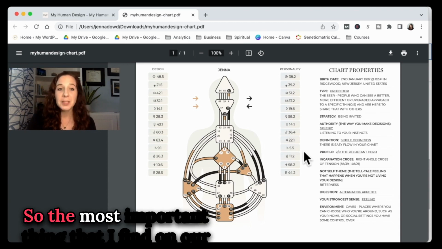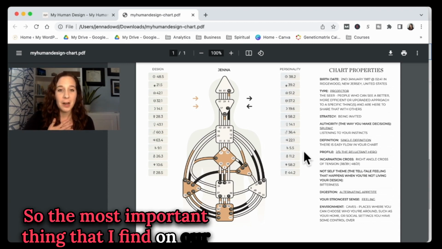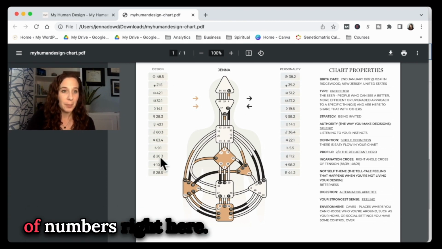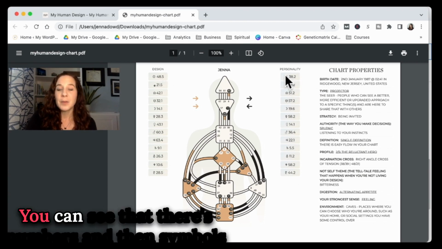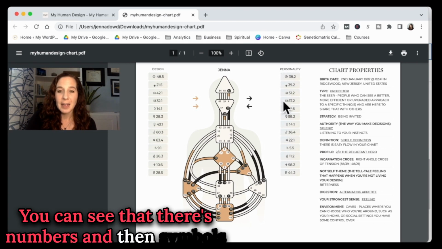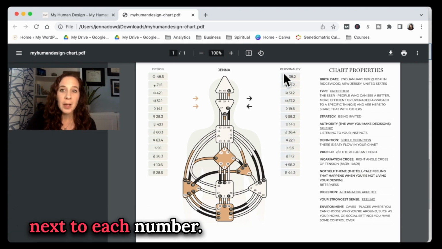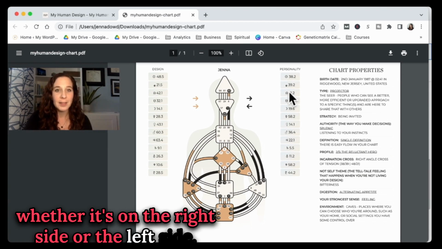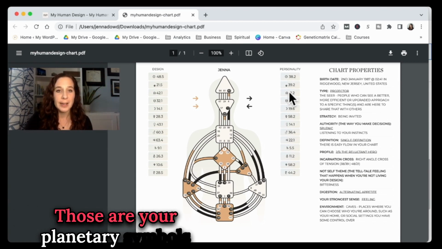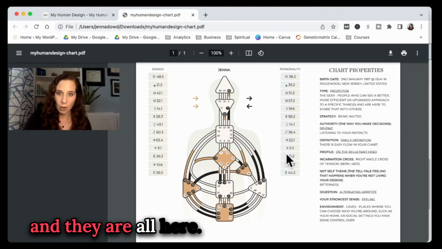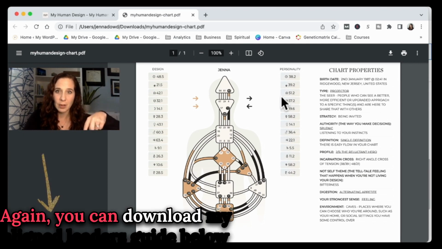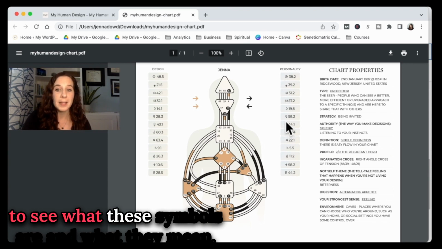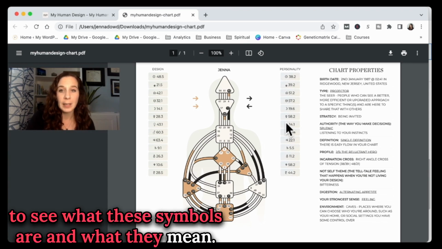So the most important thing that I find on our human design charts is these two columns of numbers right here. You can see that there's numbers and then symbols next to each number. The symbols are mirrored on both sides, whether it's on the right side or the left side. Those are your planetary symbols, and they are all here. Again, you can download my Aligned Leaders Guide below to see what these symbols are and what they mean.